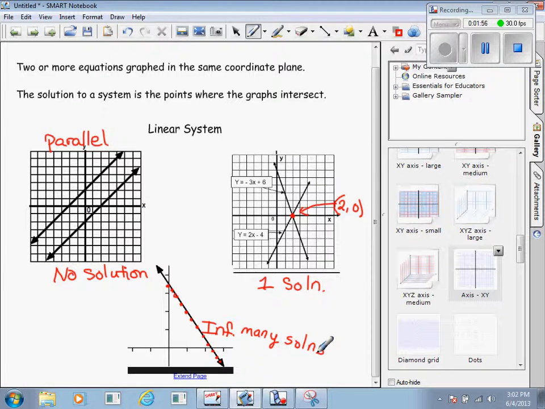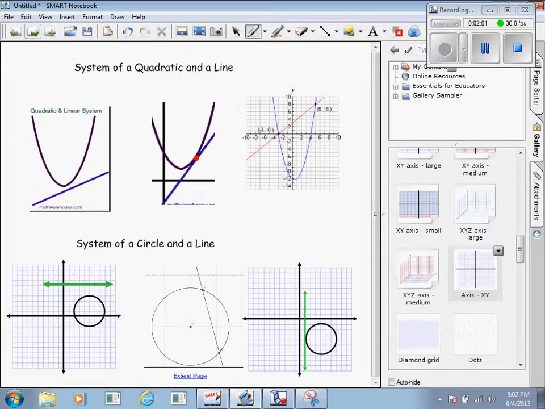Now, in addition to systems of linear equations, we could have a system of a quadratic and a line, in which case the graph would be a parabola for the quadratic and a line. We have a couple of the same options. It's possible to have a quadratic and a line that do not intersect, in which case there is no solution. It's also possible that your quadratic, your parabola, and your line intersect at only one place, in which case whatever point this is, that would be the solution to your system, and there would be one of them.